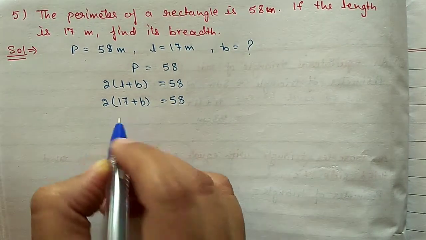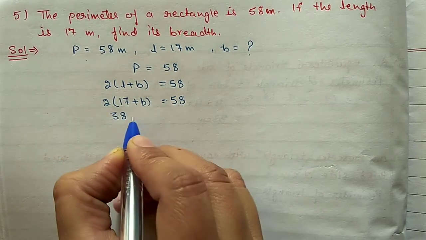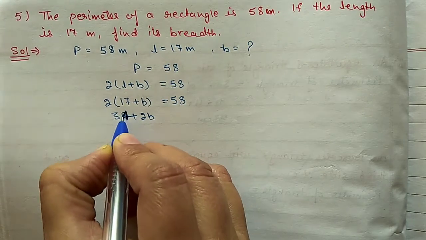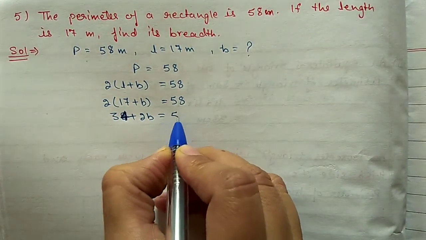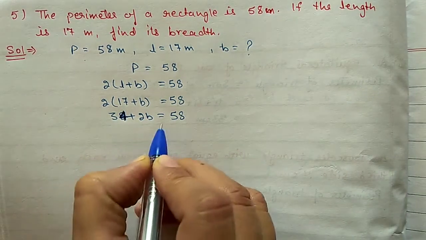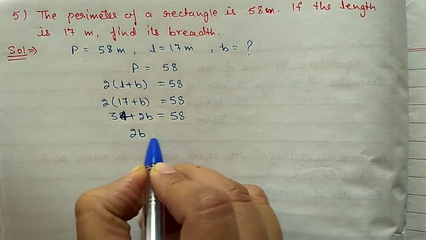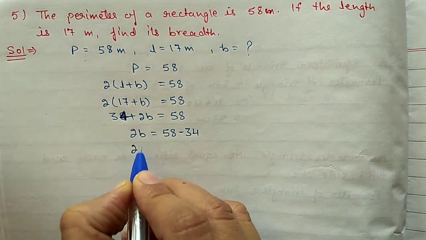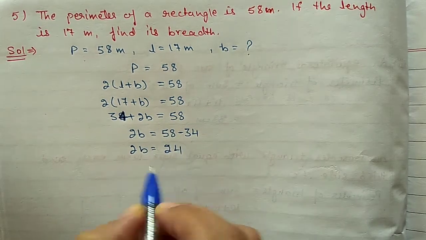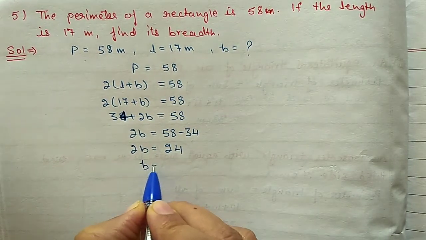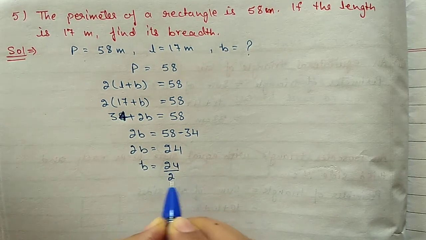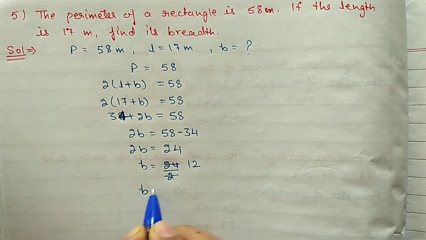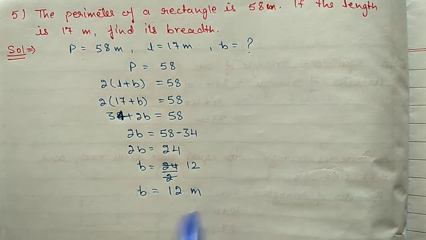Remove this bracket. 2 into 17 will become, sorry, it will become 34, and 2 into b will become 2b. So 34 plus 2b is equal to 58. Now this 34 we can shift another side, so we'll get 2b is equal to 58 minus 34, and 2b is equal to 24. Now this 2 also we can shift another side, it will go for division. So 24 when you will divide by 2 you will get 12. So breadth is 12 meter.